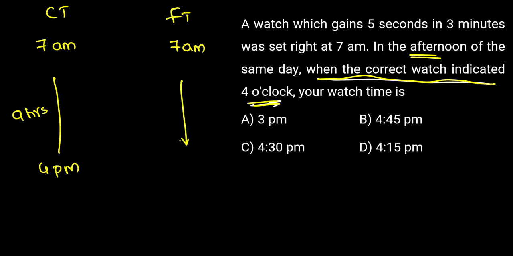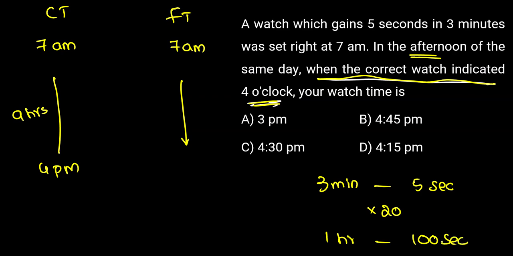Then listen, guys, listen. For every 3 minutes, it is gaining 5 seconds. 5 seconds every 3 minutes. Do into 20. Guys, do into 20. Every 1 hour, 100 seconds. How did 1 hour come, sir? 30 minutes into 2 is 60 minutes, so every 1 hour how much extra? 100 seconds.